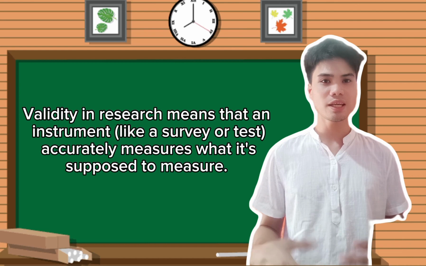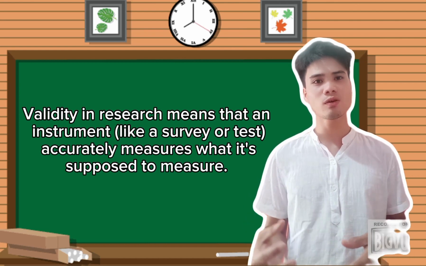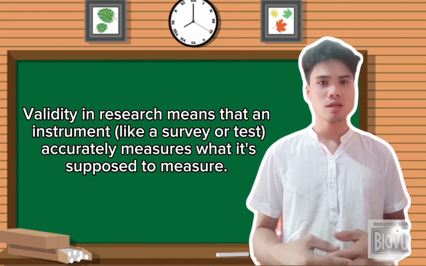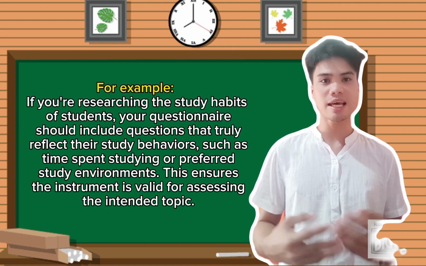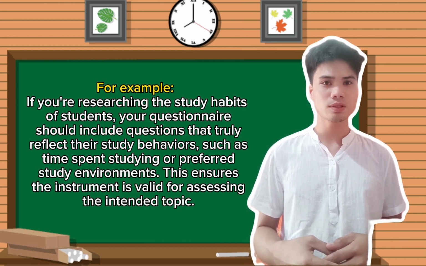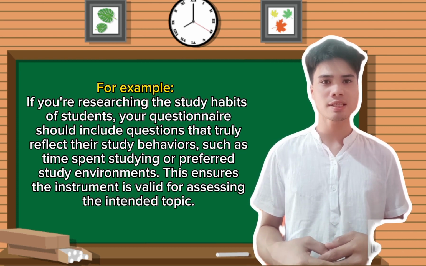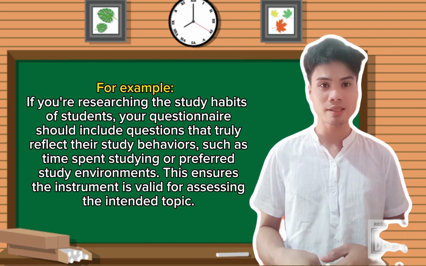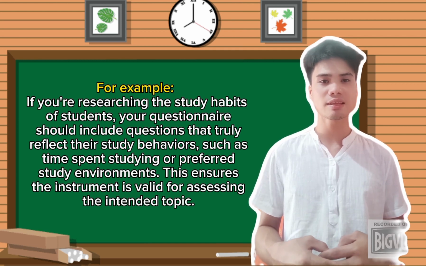So, validity in research means that an instrument, like a survey or a test, accurately measures what it is supposed to measure. For example, if you are researching the study habits of students, your questionnaire should include questions that truly reflect their study behaviors, such as time spent studying or preferred study environments. So this ensures the instrument is valid for assessing the intended topic.